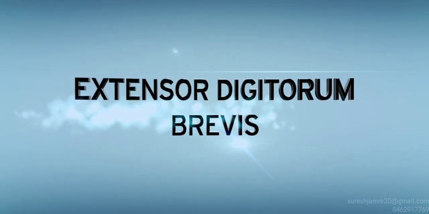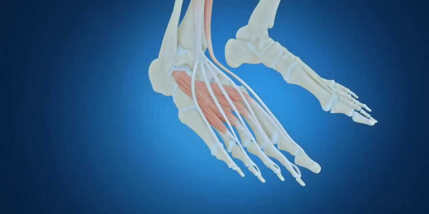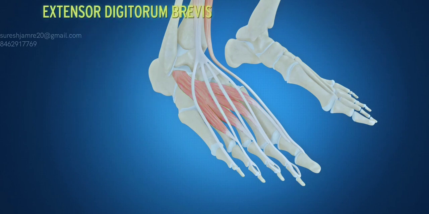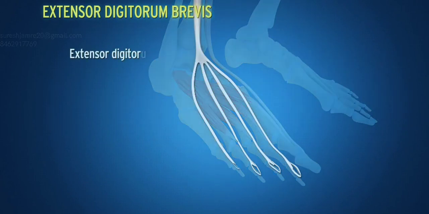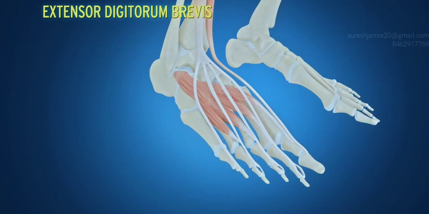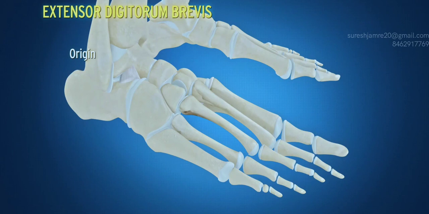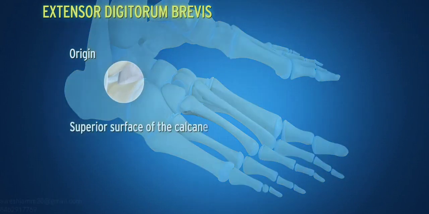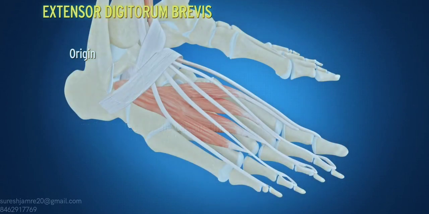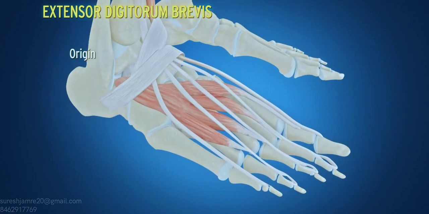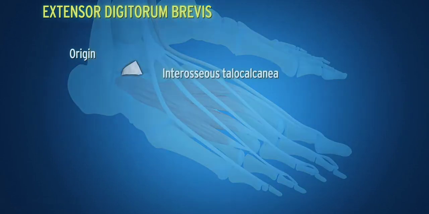Extensor digitorum brevis. This is a small muscle situated on the lateral part of the dorsum of foot, deep to the tendons of the extensor digitorum longus. Origin. It arises from anterior part of the superior surface of the calcaneum, deep surface of the stem of the extensor retinaculum, and the interosseous talocalcanean ligament.